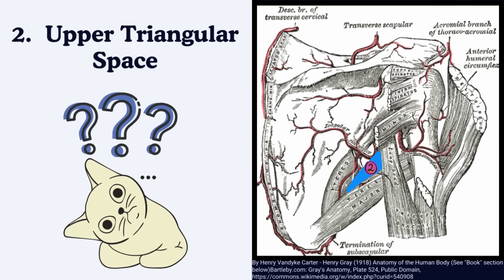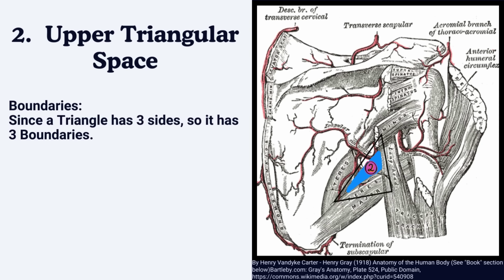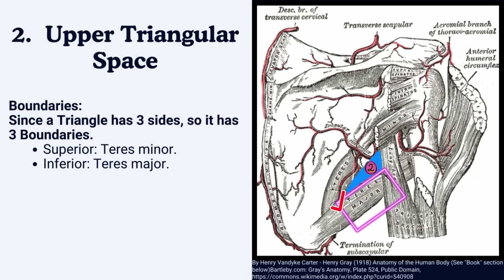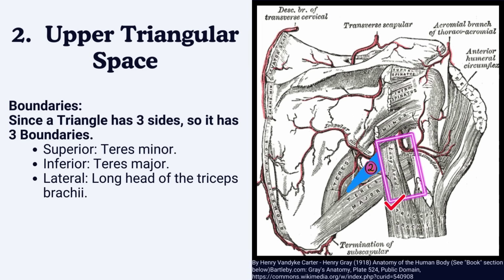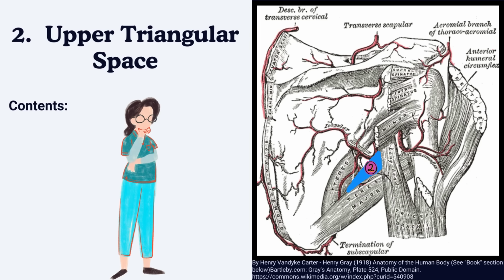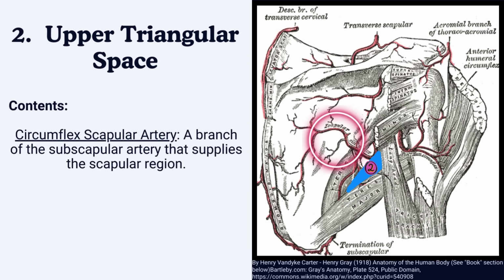Number 2. Upper triangular space. Boundaries. Since a triangle has three sides, it has three boundaries: superior, inferior border of teres minor; inferior, superior border of teres major; lateral, long head of the triceps brachii. Contents. It has only one content: circumflex scapular artery. It is a branch of the subscapular artery that supplies the scapular region.